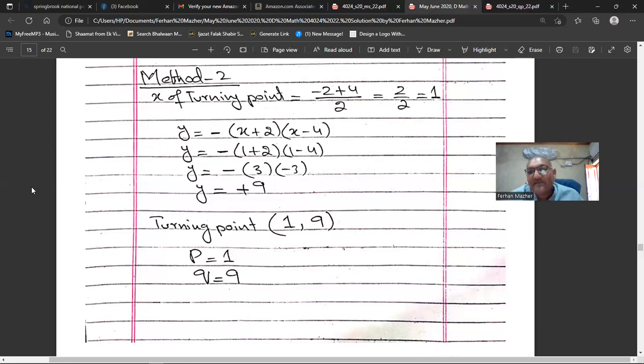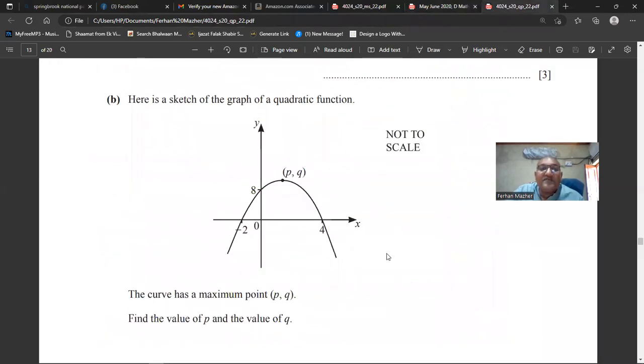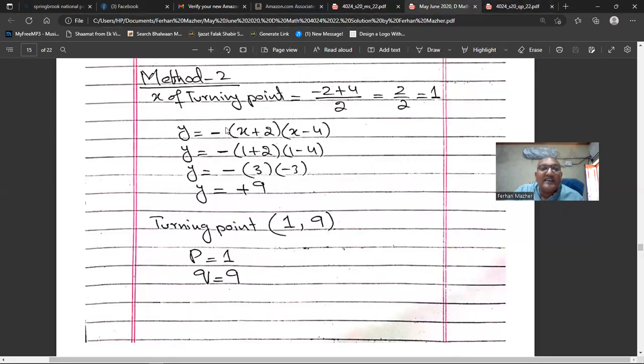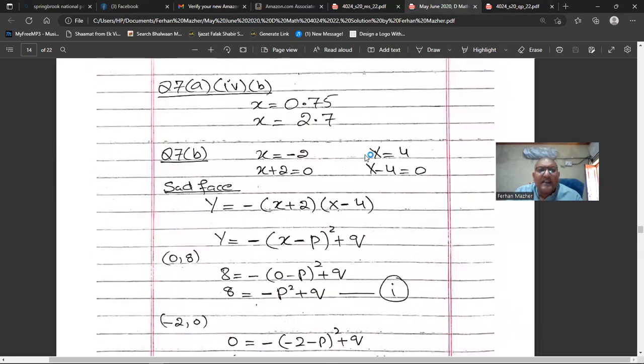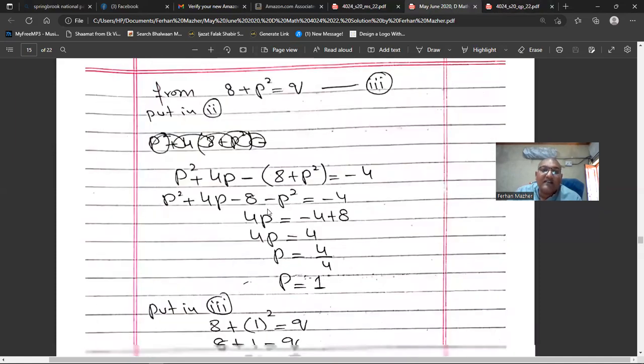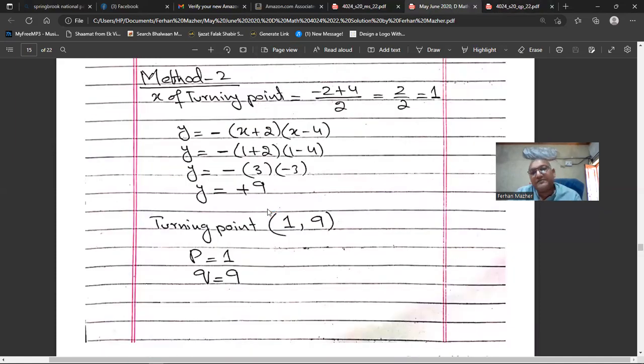Remember, that's a sad face. That graph which we are working on is a sad face. So the equation has a negative outside. So this is x-intercept, x-intercept. I made that equation here, you see, and I use this equation in my second method.